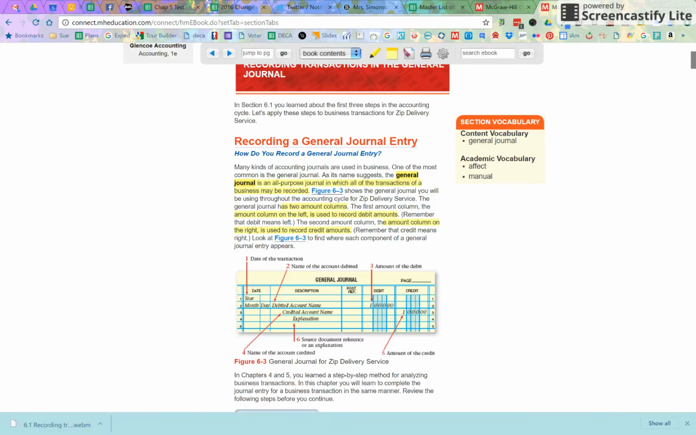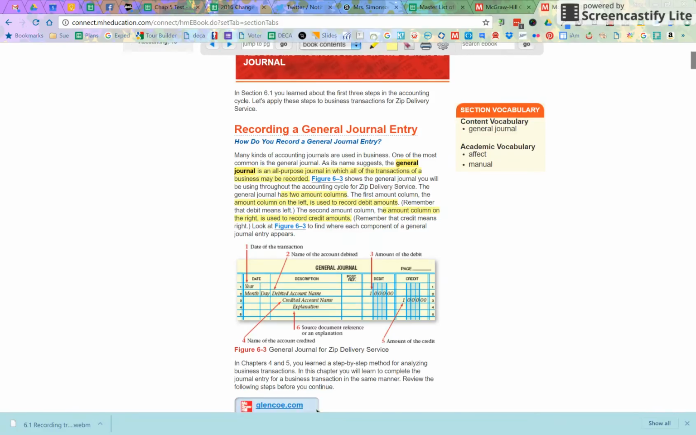The second step is to write the debited account name. So whatever that might be, cash or whatever. The third step is what was the debit amount. The fourth step is the name of the account that was credited and the credited amount. And then the 6th step is the explanation. And generally this points back to whatever our source document was. So check number 110 or invoice number 223, whatever that might be, so that if we had a question, we can go find that paperwork somewhere.